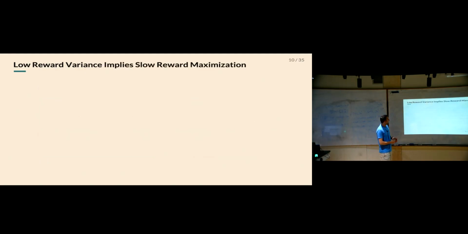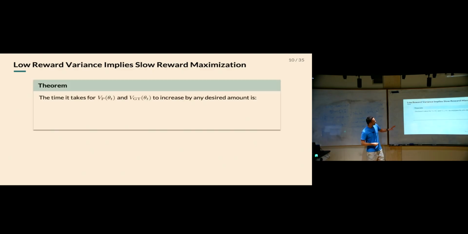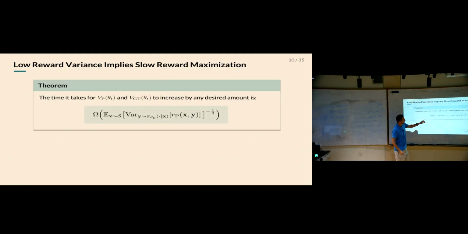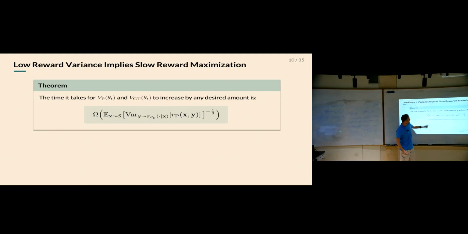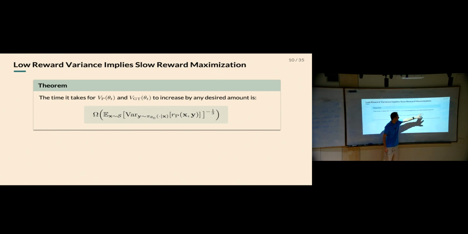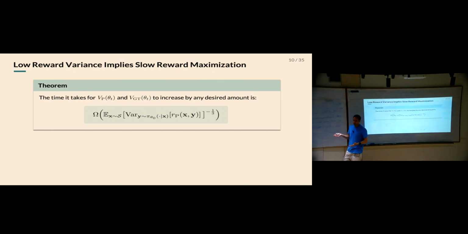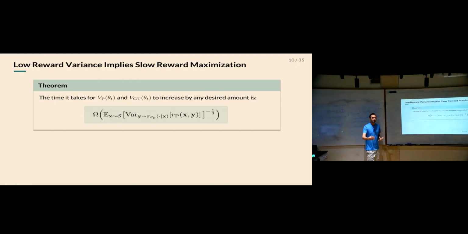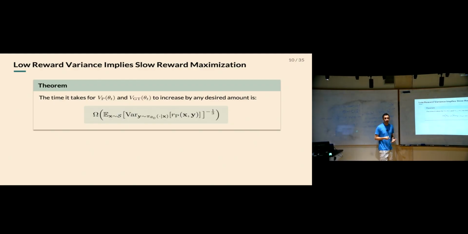And what we prove is that reward variance turns out to be intimately connected with policy gradient optimization. Specifically, when it is low, it will take us a long time to increase the reward. We prove that the time it takes for the expected proxy and ground truth rewards to increase by any desired amount, by any additive constant, grows inversely with the initial reward variance. Here you have an average over the training set of prompts and the variance of the reward with respect to the initial policy. And there's an inverse relation here. The exact power is not super important. What matters is that the lower the initial reward variance is, the longer it will take us to increase the reward. And yes, is there a question?